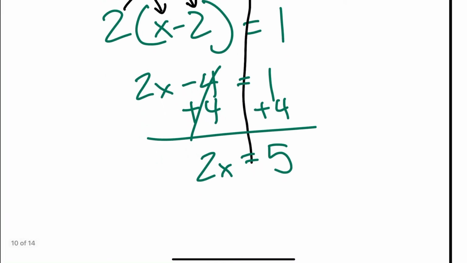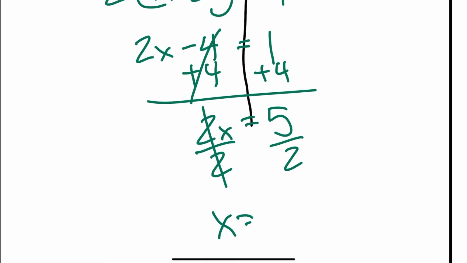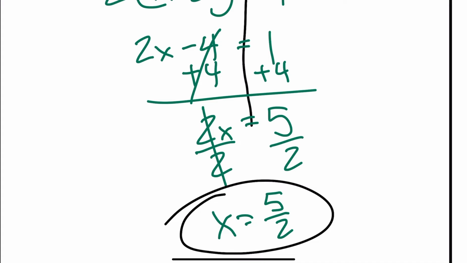Okay, one last step here. I have 2x, so I need to get rid of this 2. To do that, I'm going to divide by 2 so that that turns into a 1. I have x by itself, and I'm just going to leave this as a fraction exactly the way it is. We got 5 over 2. If we do that through, we have a decimal. I don't need you to find the decimal. We're just going to leave it as a fraction. And that would be our answer.